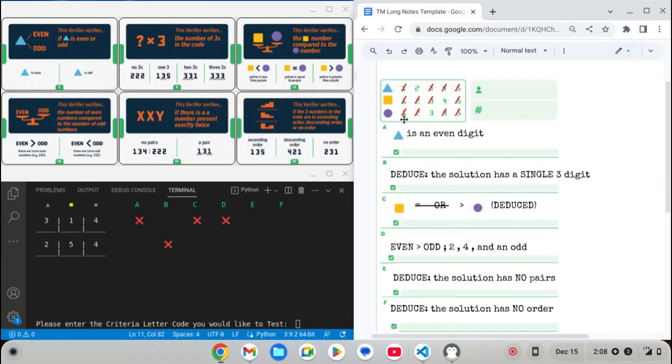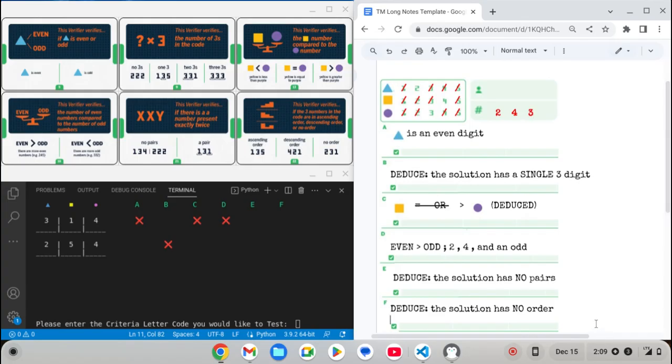All right, so let's quickly review. It looks like our solution is 2, 4, 3. So yes, obviously that first digit is even. There is a 3. Our square value is larger than circle. Yeah, 4 is bigger than 3. We have 2, 4, and an odd. No pairs and no order. Yeah, it increases, then decreases. So it looks like 2, 4, 3 should be our solution.